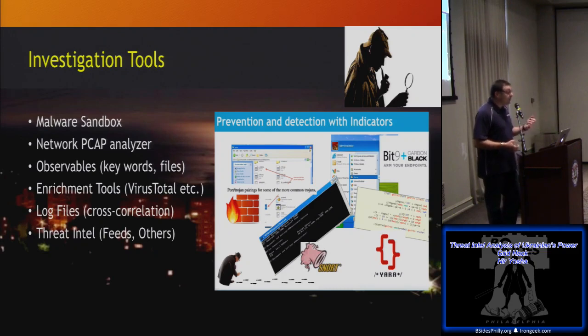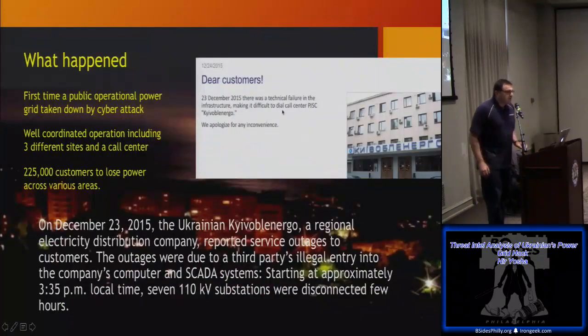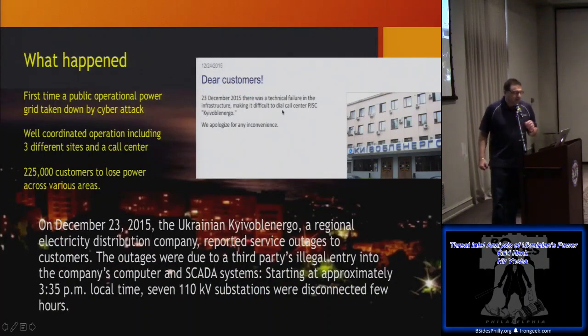Log files from your environment can help you cross-correlate the information from the outside sources. And outside sources could be vendors, either commercial or open source, that send you indicators, additional information you can compare to the indicators you gathered by yourself. Make sense? Great. So let's look at the specific incident that we're going to investigate today.